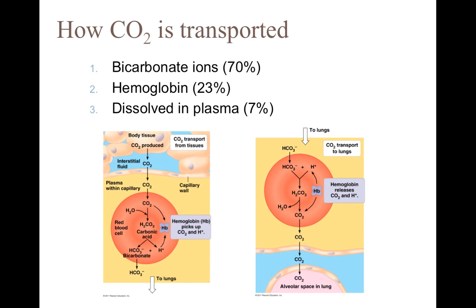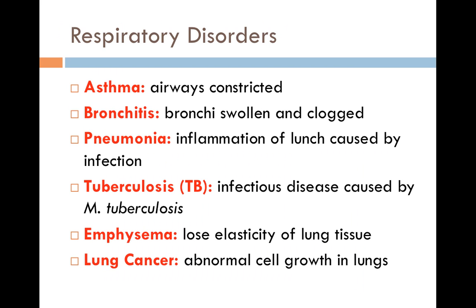CO2 is transported through bicarbonate ions, hemoglobin, and dissolved in plasma. Remember, CO2 is not good for our body. We don't want it. We try to get rid of it at all costs, and that's the way we get rid of it. Some respiratory disorders: asthma is where you have constricted airways. You do something called wheezing, where you can almost hear the air's not getting through as efficiently as it should.